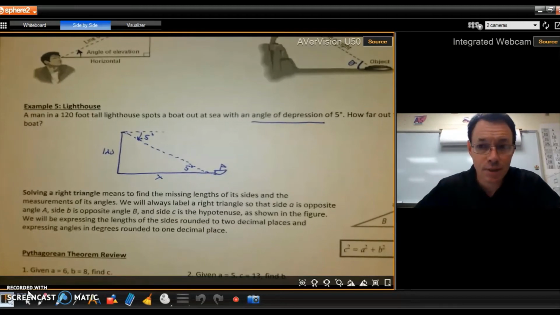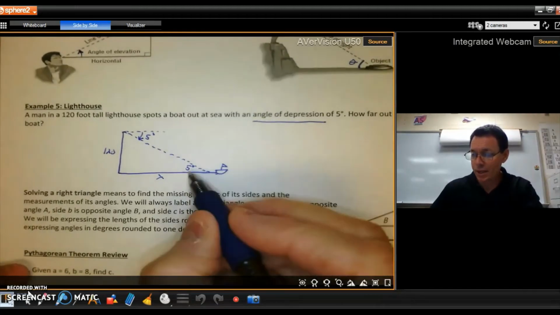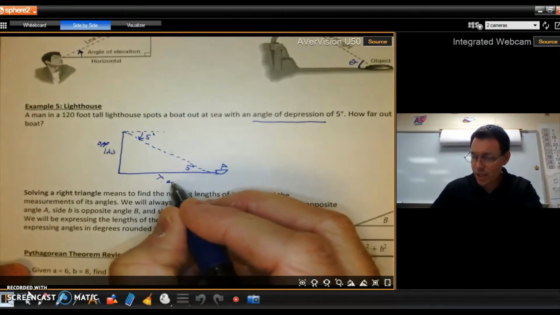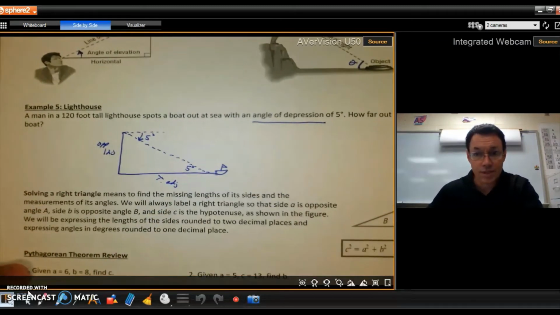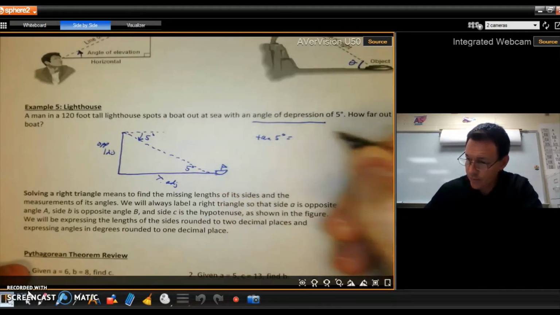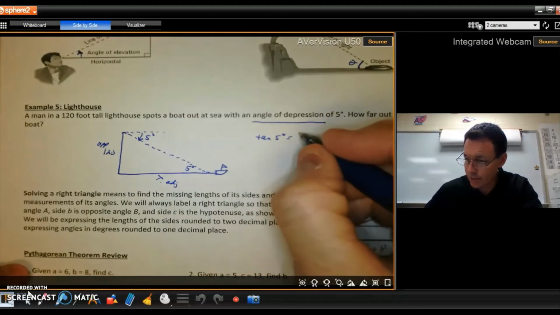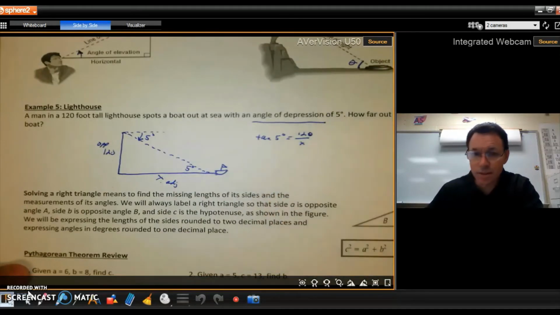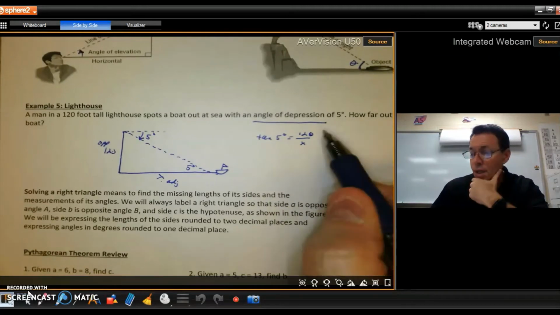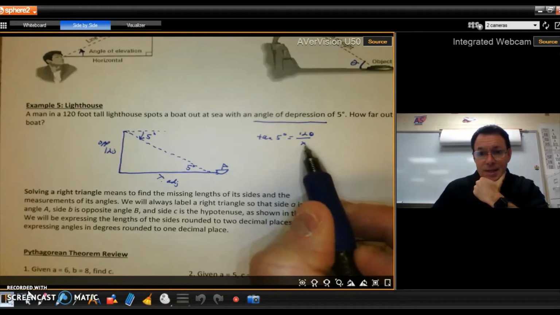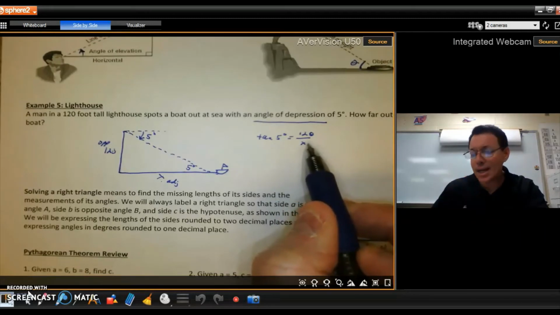So now I can set up a trig function. I can say, okay, here's my angle. This is the opposite. This is the adjacent. So that's a tangent problem. The tangent of 5 degrees is 120 over x. Now, I gave you this problem on purpose because this one is a little trickier to solve. Remember, if you are solving for x, or whatever variable, and it's in the denominator, the first thing you want to do is get rid of it.